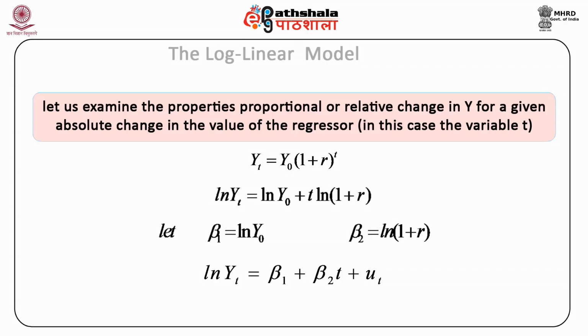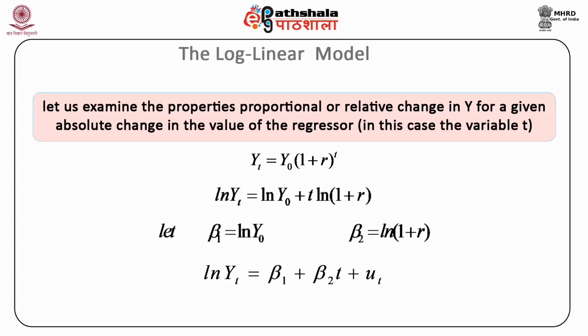Beta 2 is equal to the relative change in the regressant upon the absolute change in the regressor. If we multiply the relative change in y by 100, it will then give the percentage change or the growth rate in y for an absolute change in x, the regressor. That is, 100 times beta 2 gives the growth rate in y. 100 times beta 2 is known in the literature as the semi-elasticity of y with respect to x.